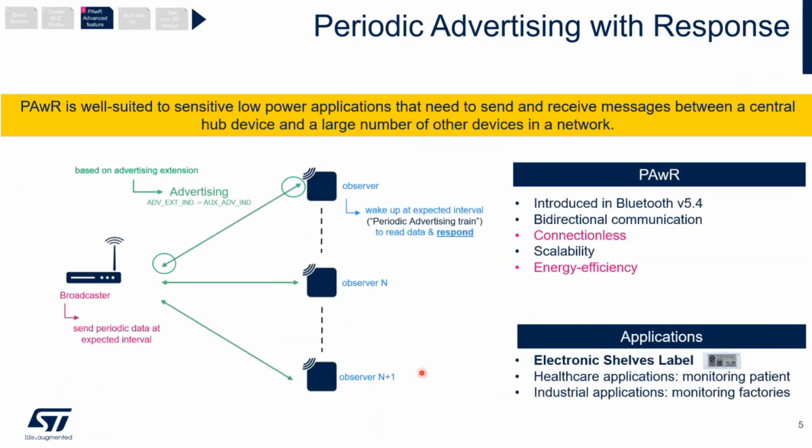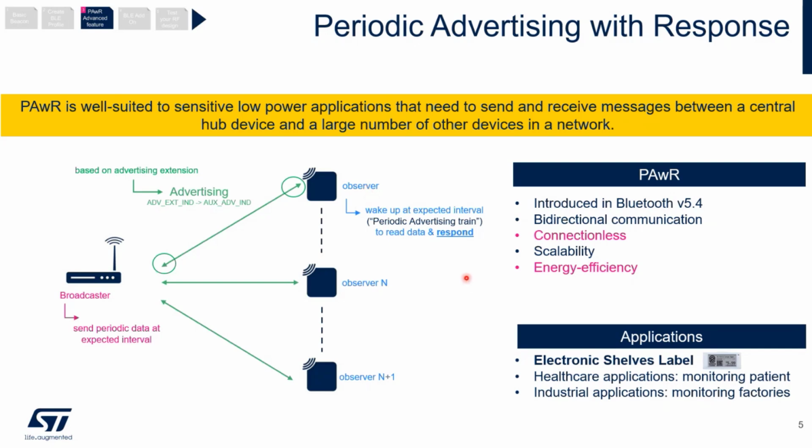Moving forward, okay, that's clear. What is the concept of periodic advertising with response? Clearly, this feature is really suited for, let's say, low power applications that need to send and receive messages between a central, that we'll name a broadcaster, which is the hub, by the way, and a large number of devices in the network that are called observers.